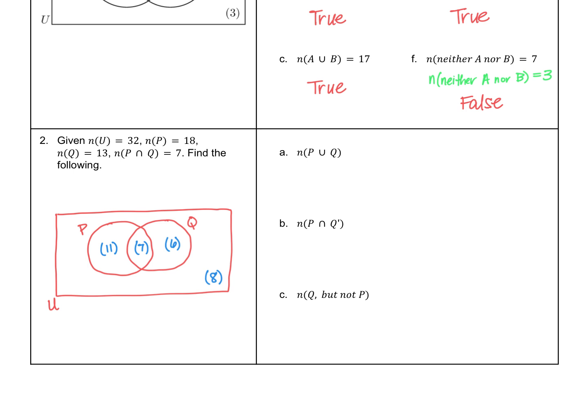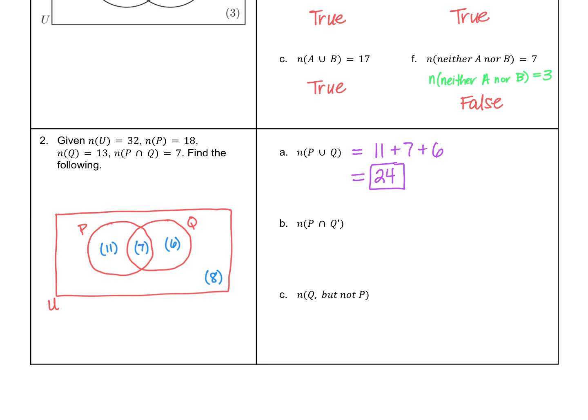So let's answer these questions. Question A says we want to find the number of elements that are in the union of P and Q. So remember, union means either or, you don't care which one. So if I want to find the number of elements in P union Q, I can just add up 11 plus 7 plus 6, and that will give me 11 plus 7 is 18, and 18 plus 6 is equal to 24.